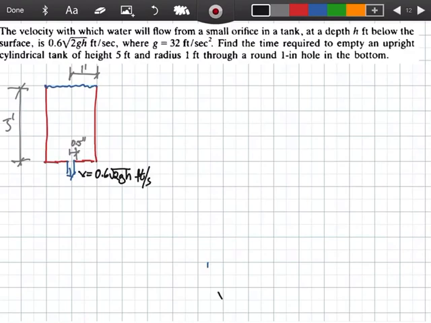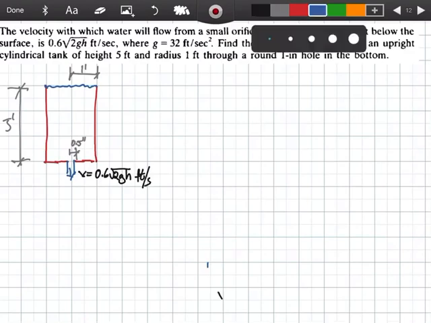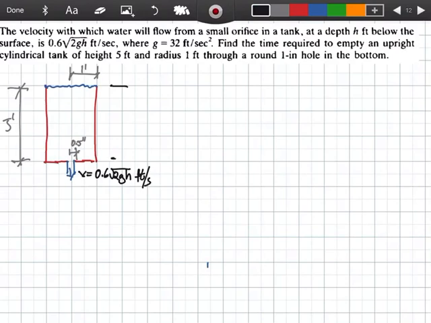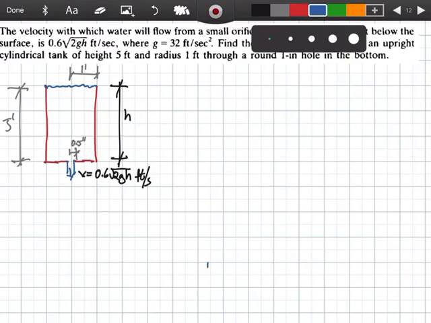Okay, so ang gagawin natin, class, is meron tayong h. So, gagawin natin, h is the height at time t, at any time t. So, h is our height at any time t. So, paano natin makukuha yung ating time?